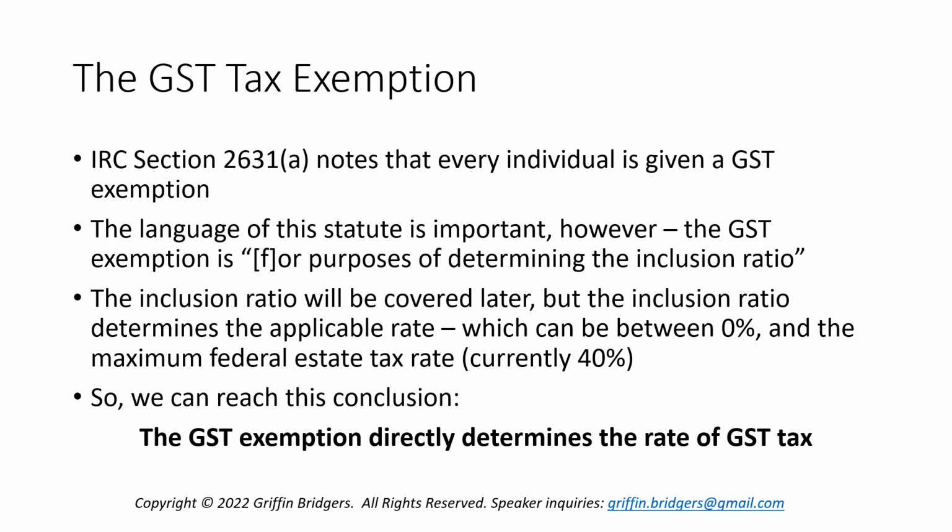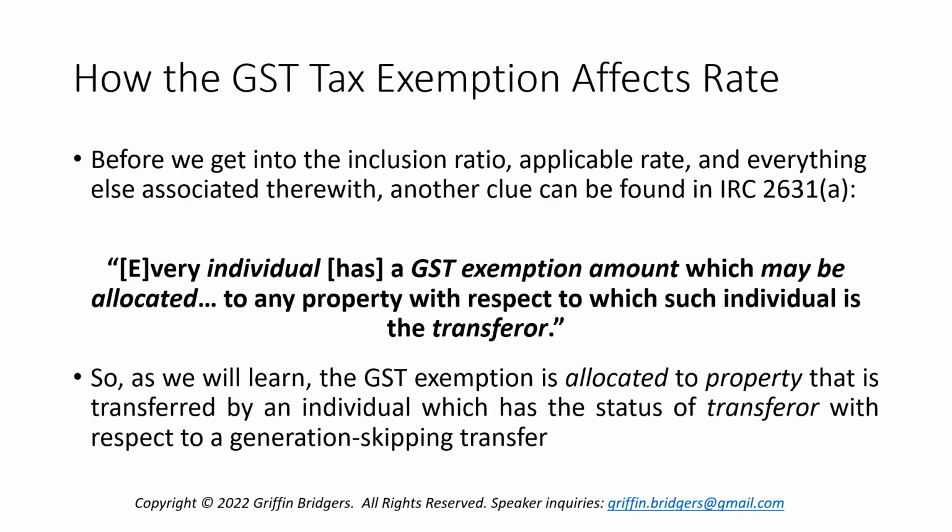That's based on the inclusion ratio, and really you lock in that inclusion ratio at the time of a transfer and thus lock in the rate of GST tax, which will apply now and in the future as well, as long as there's no change to the transferor. So, how do we really get into this? How does the GST tax exemption affect the rate?